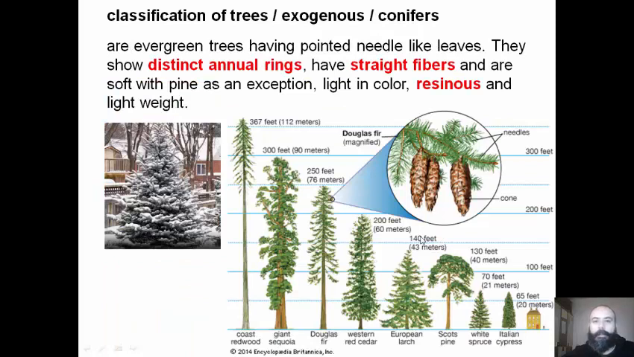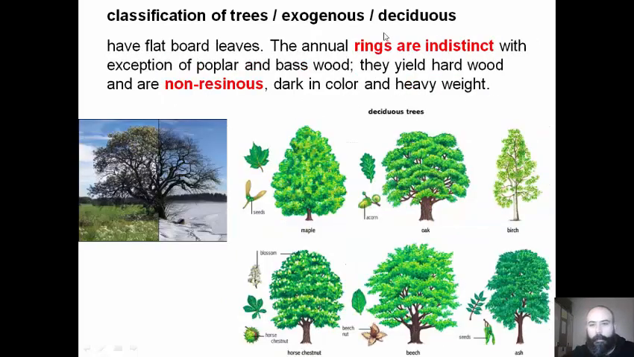In the exogenous trees we have conifers. These are evergreen trees having pointed needle-like leaves. They show distinct annual rings, have straight fibers, and are soft, with pine as an exception, light in color, resinous, and lightweight. Or we can have deciduous trees. Those have flat broad leaves. The annual rings are indistinct with the exception of poplar and basswood. They yield hardwood and are non-resinous, dark in color and heavyweight.